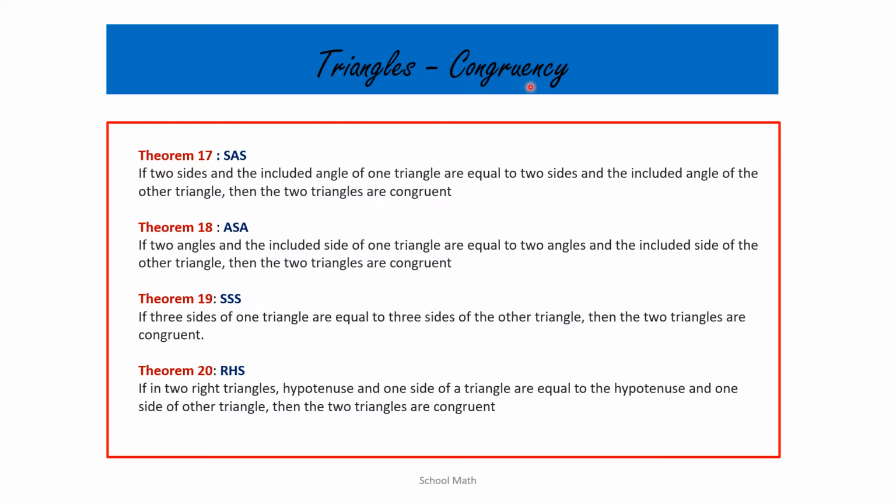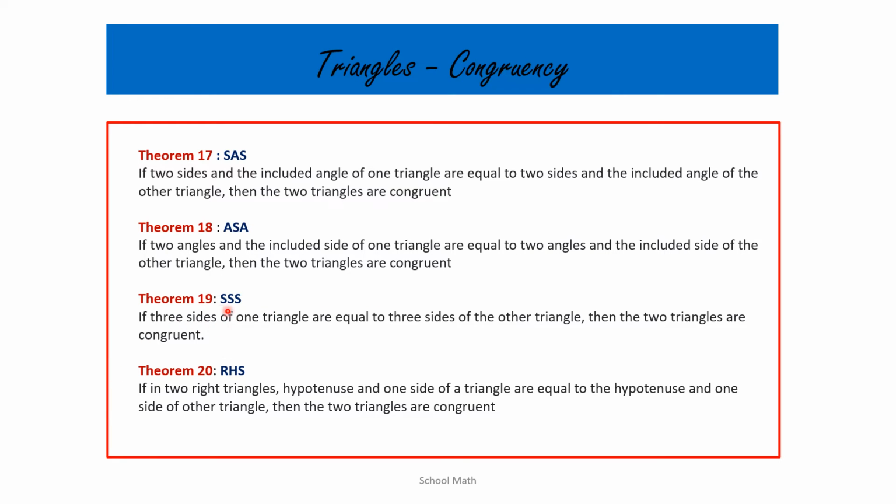Triangles congruency. Theorem 17. SAS. If two sides and the included angle of one triangle are equal to the two sides and the included angle of the other triangle, then the two triangles are congruent. Theorem 18. ASA. If two angles and the included side of one triangle are equal to the two angles and the included side of the other triangle, then the two triangles are congruent.